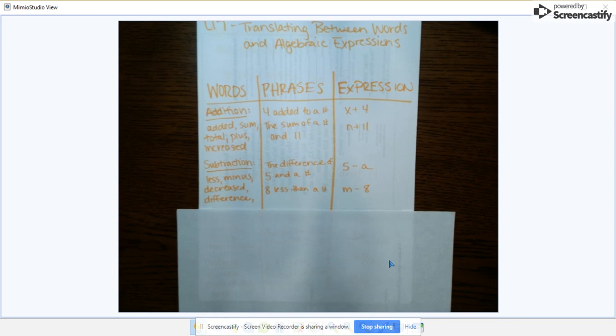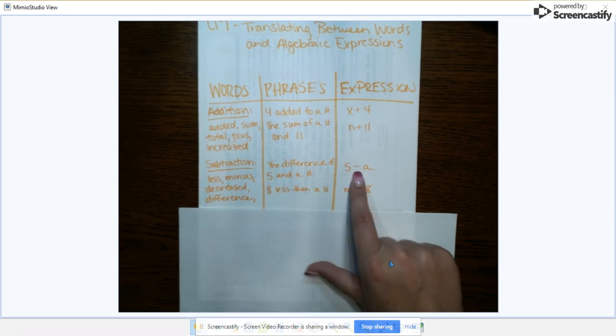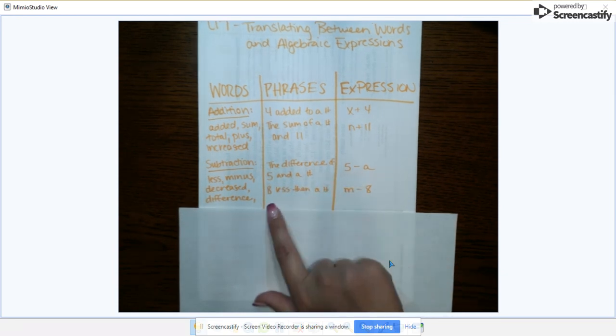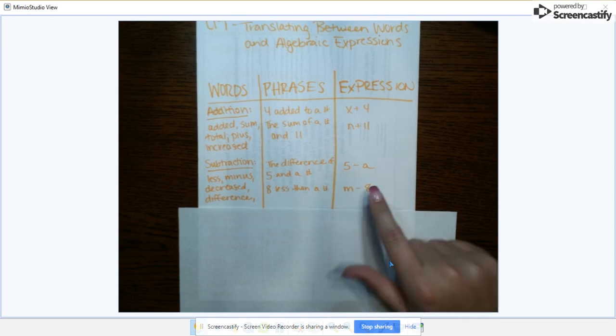Subtraction, we use the words difference, minus, less, decreased. Subtraction, the order matters though. So the difference of 5 and a number, we're going to go in order. So 5 and a number, we put the subtraction sign between them. Here it says 8 less than a number, meaning that I take 8 away from a number. So that number has to come first. So it's m minus 8.